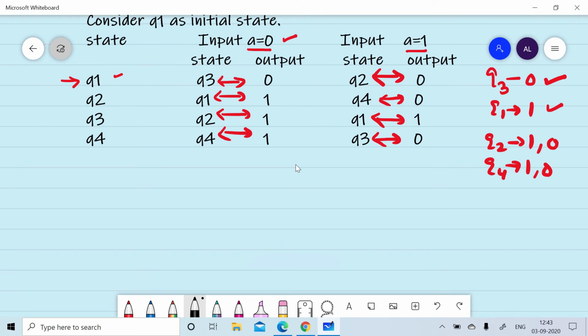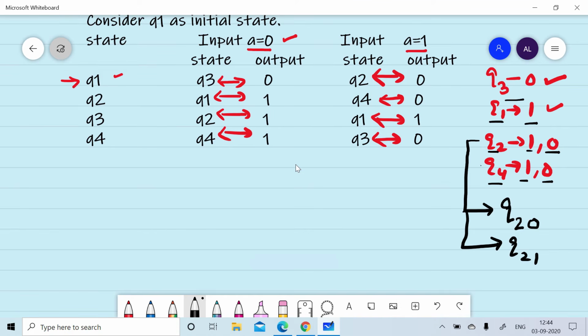So with Q3 state, 0 output is associated. With Q1, 1 output is associated. With Q2, 0 and 1 both outputs are associated. And with Q4, 1 and 0 both outputs are associated. If more than one output is associated with a state, we will divide that state into Q2 with 0 output and Q2 with 1 output. Similarly, Q4 state is divided into two states, Q4 with 0 output and Q4 with 1 output.